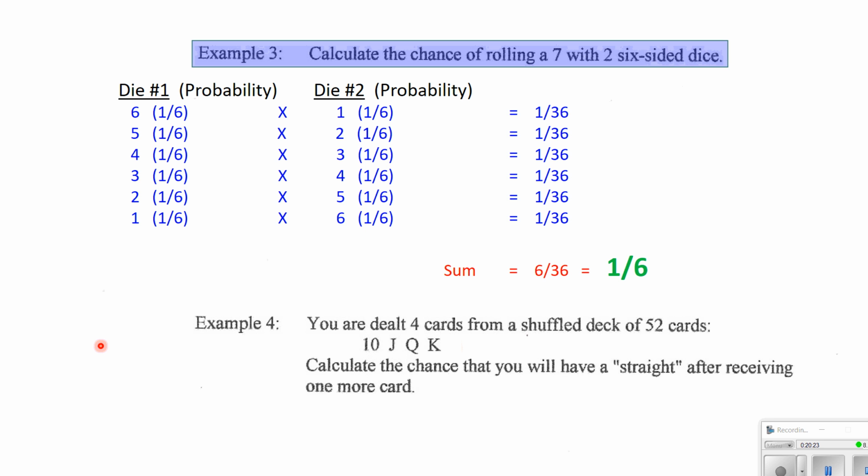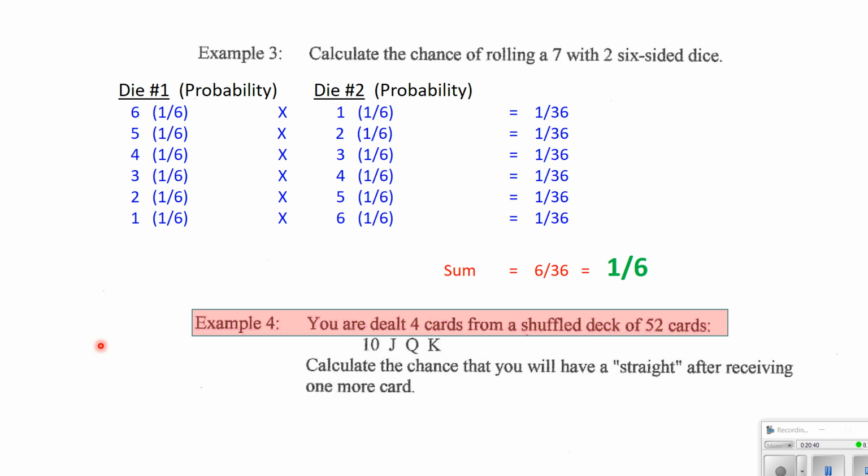This is another good time to pause the video, see what you can work out with your calculation, and then you can turn the video back on to check your answers. Pause the video now. All right, let's see how you did.